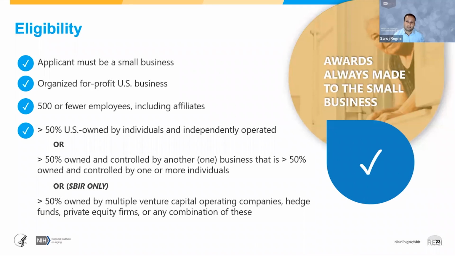Applicant must be a small business. They need to be an organized for-profit U.S. business. It should have 500 or fewer employees. In reality, for a majority of the applications we receive in the SBIR program, there are fewer than 20 employees. They must be more than 50% owned by U.S.